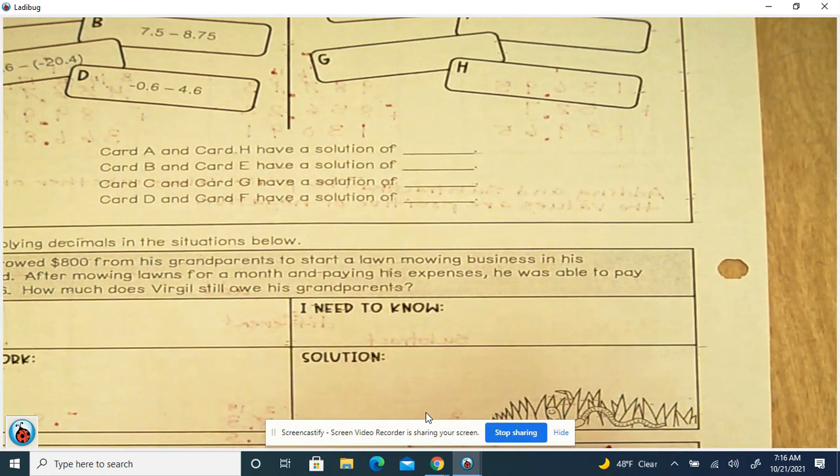Use the cards below to create the equivalent expressions using the additive inverse, and then solve the problems to determine the solution.